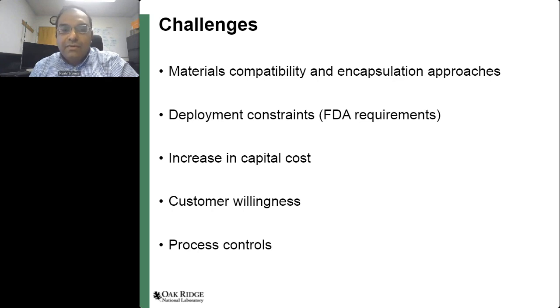We also have to take into account the increase in the capital cost. Even if it's becoming an embedded solution, there will be some additional material cost and deployment cost. And then the customers should be willing to afford this additional cost or additional logistics which comes with this technology. And of course, process control is very important because that's how we can establish at what point the heat pump should be turned on and how long it should stay on in order to meet the required capacity goals.